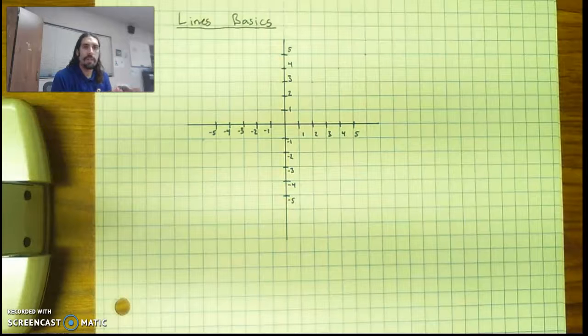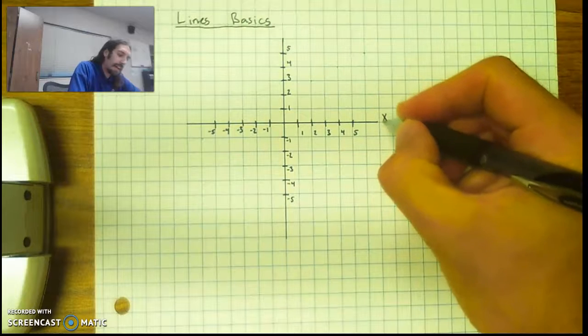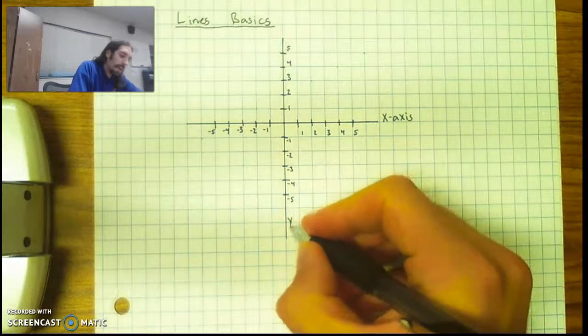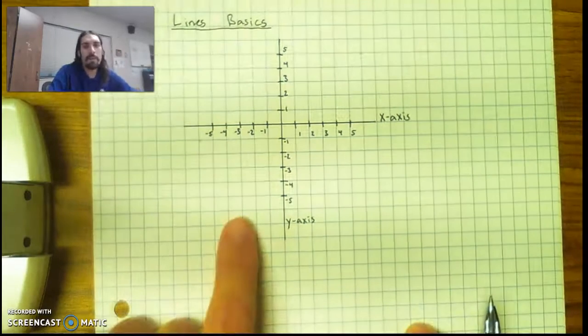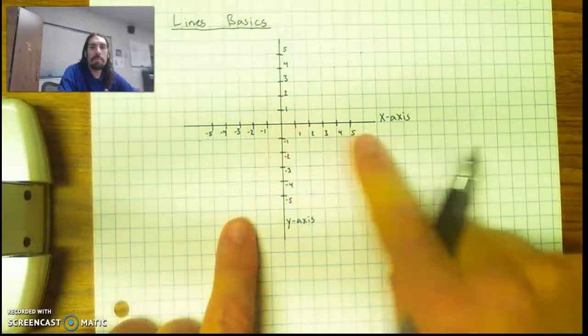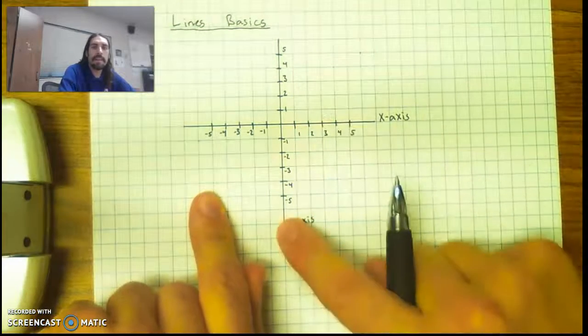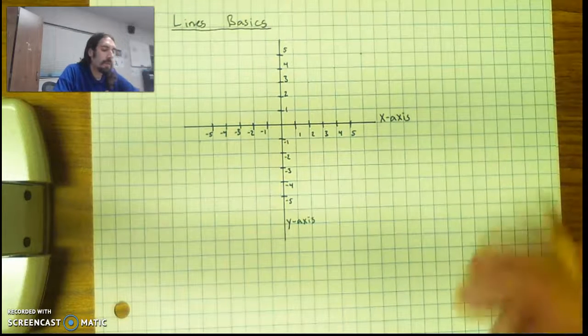So I was starting off right now. I've got a coordinate grid. Just a few details to remind us of. Your x-axis is your horizontal axis. Your y-axis is your vertical axis. I have numbered them so we can see that we're going positive and negative to the left, positive up, and negative down.